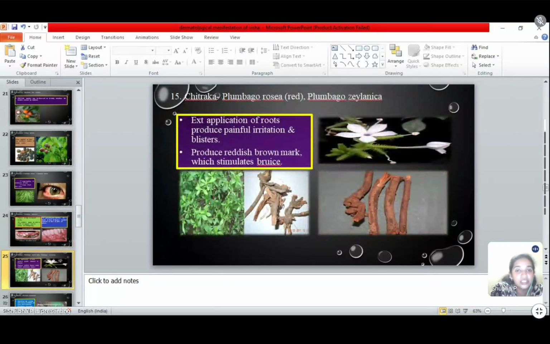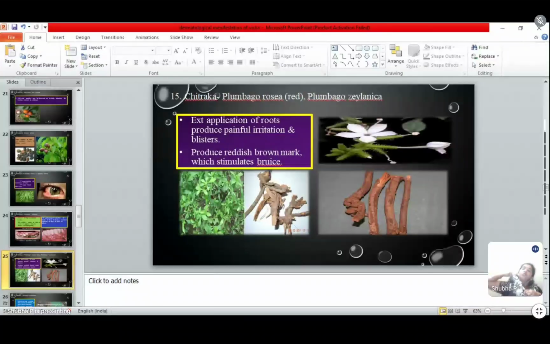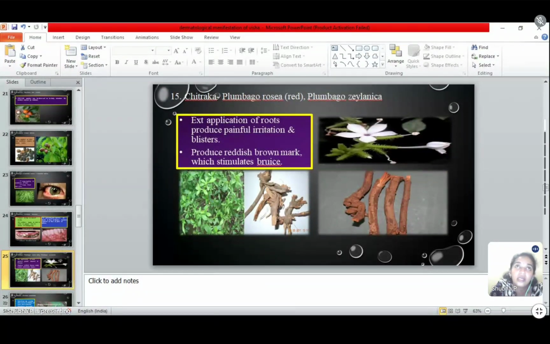Next, Chitraka. External application of the root produces painful irritation and blistering. It also produces reddish brown marks which simulate a bruise. Again, Chitraka, in Uttara Kannada there is a practice of using Chitraka Moola in a case of jaundice.